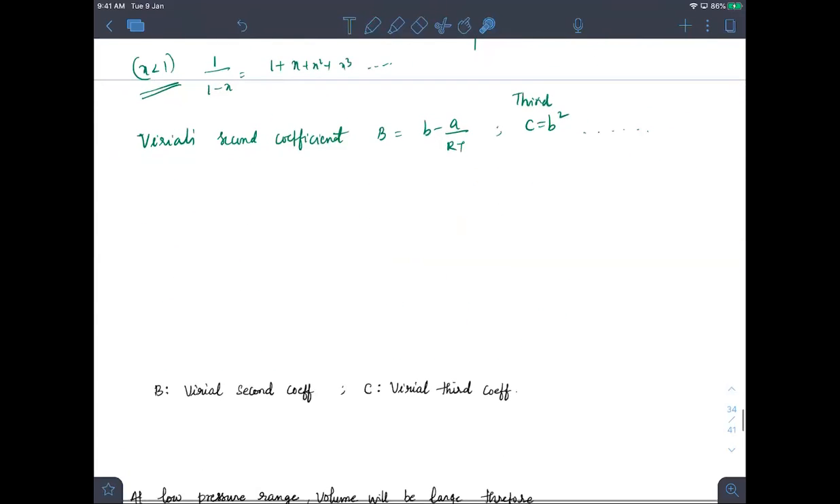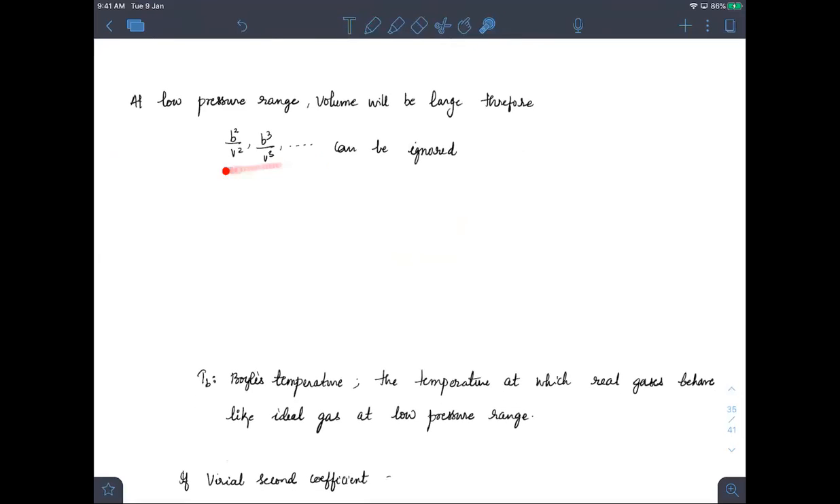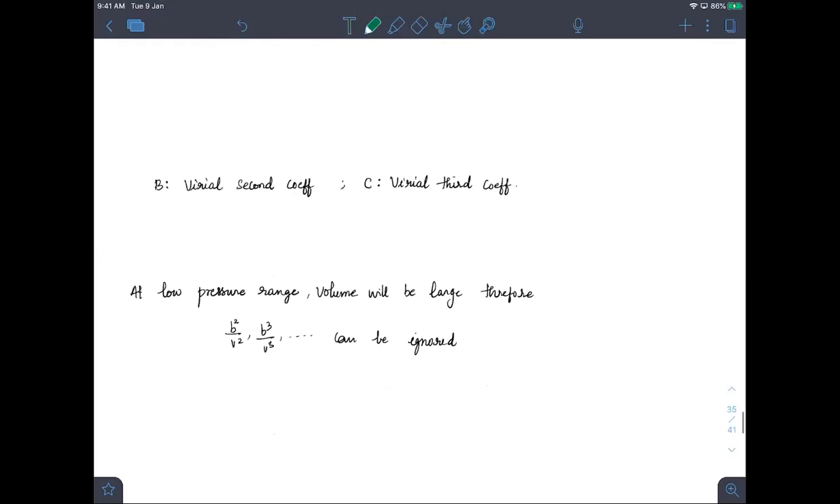Now, what is happening at low pressure here? See, I have written that here. So at low pressure, what is happening? If you check out this equation once again, the equation is something like this: 1 plus (b minus a by RT) into 1 by V plus b square by V square and so on.